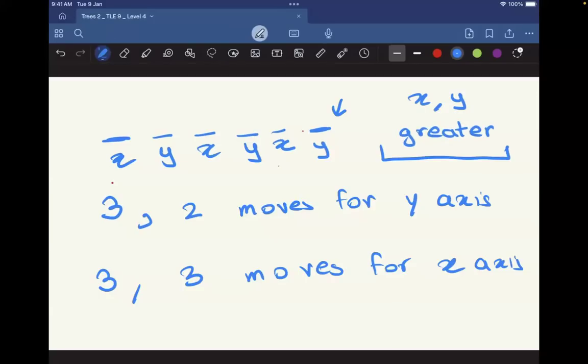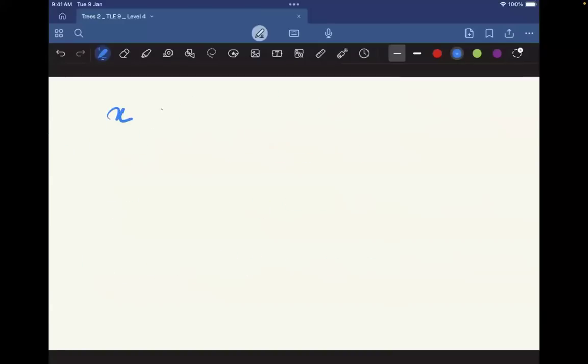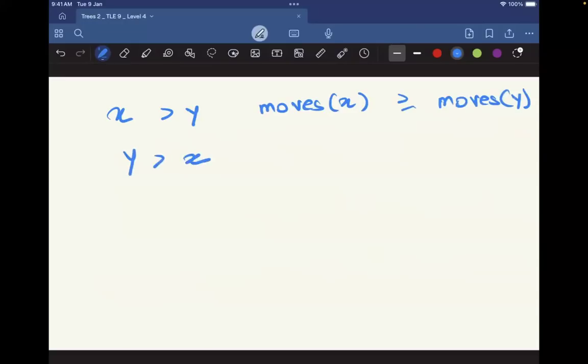Not necessarily, but let's say X is greater than Y, then the number of moves for reaching X will be greater than or equal to the number of moves for reaching Y. Yes or no, guys? Tell me. Yes. Now, similarly, if Y is greater than X, then the number of moves to reach Y would be greater than or equal to the number of moves to reach X. Okay. Now, we need to just solve this.